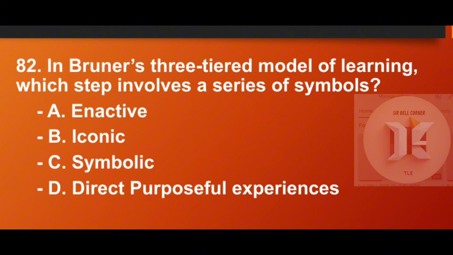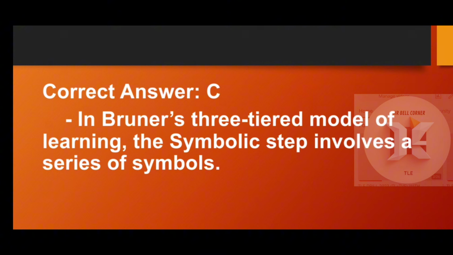82. In Bruner's three-tiered model of learning, which step involves a series of symbols? A. Enactive. B. Iconic. C. Symbolic. D. Direct purposeful experiences. Correct answer. C. In Bruner's three-tiered model of learning, the symbolic step involves a series of symbols.